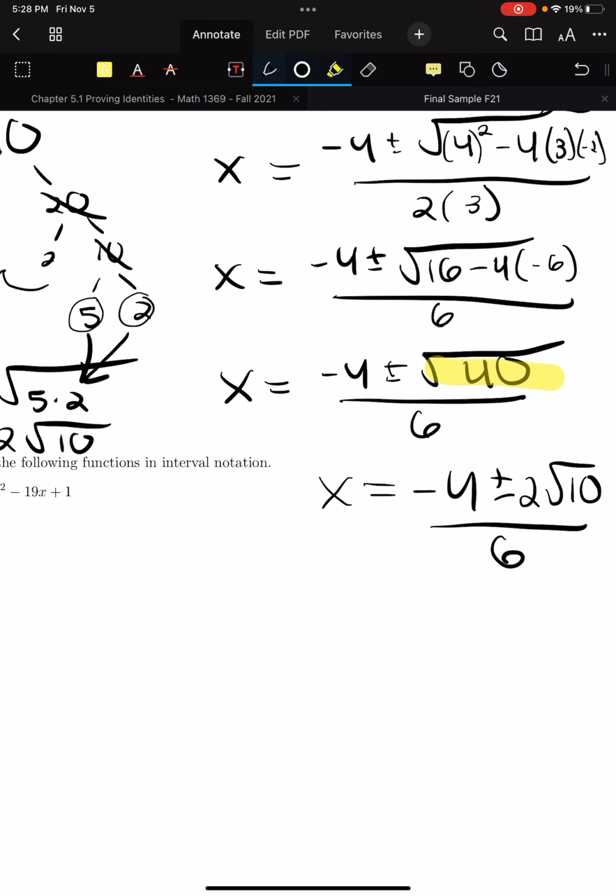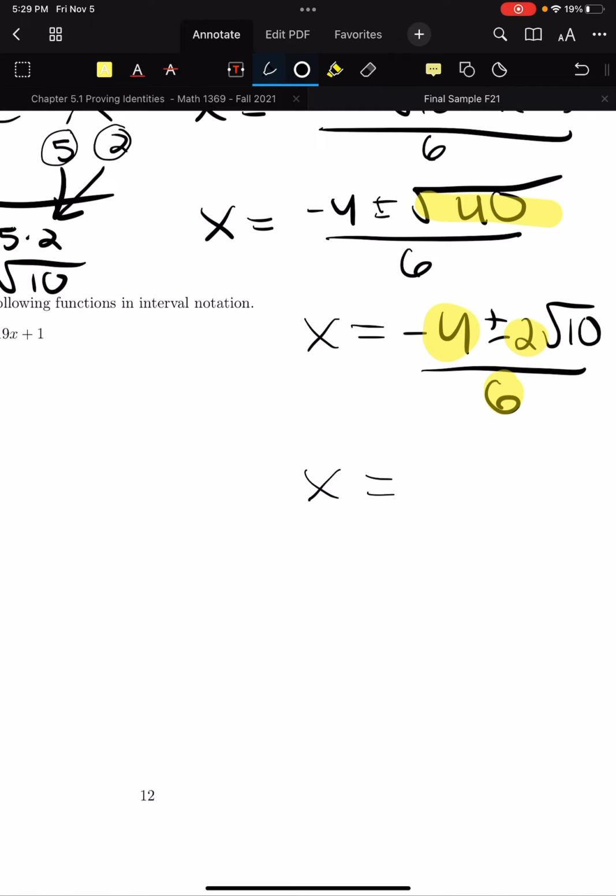And all of these terms are divisible by 2. So it can be simplified into x equals negative 2 plus or minus square root of 10 over 3. Because the 2 divided by 2 is just going to be 1, and the 1 is inferred. So yeah. And that's all you have to do. It's a lot, but yeah.